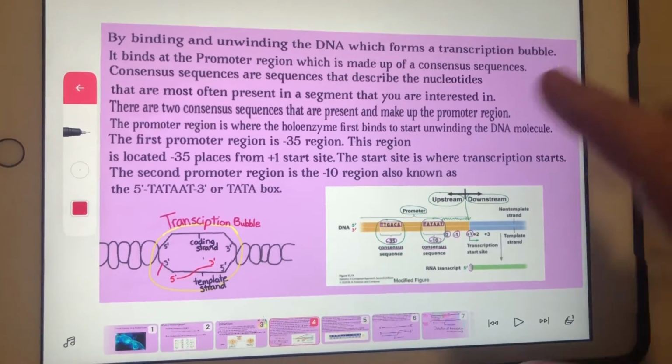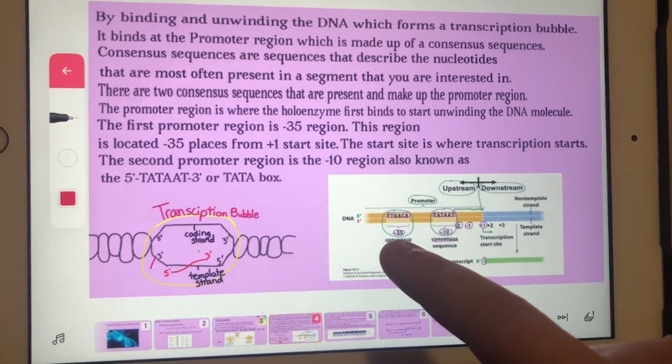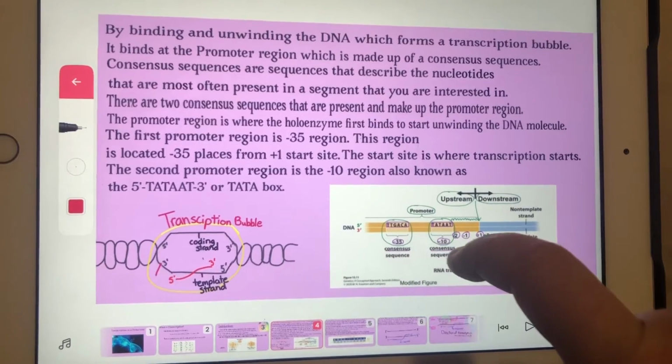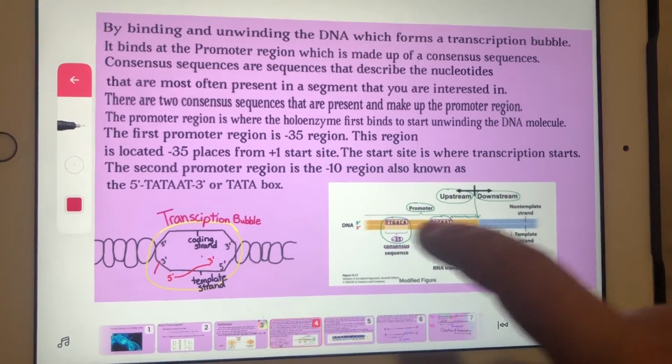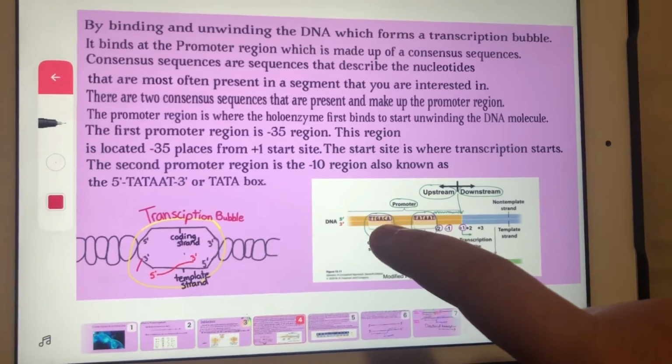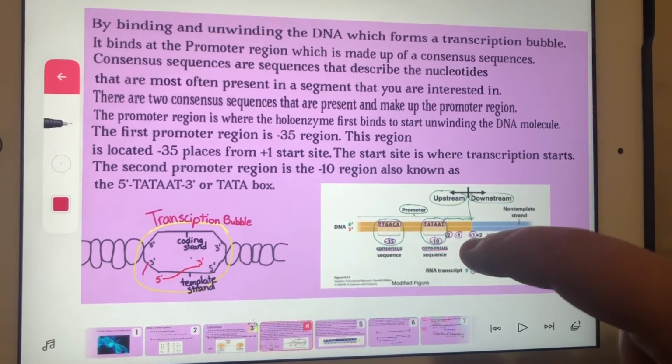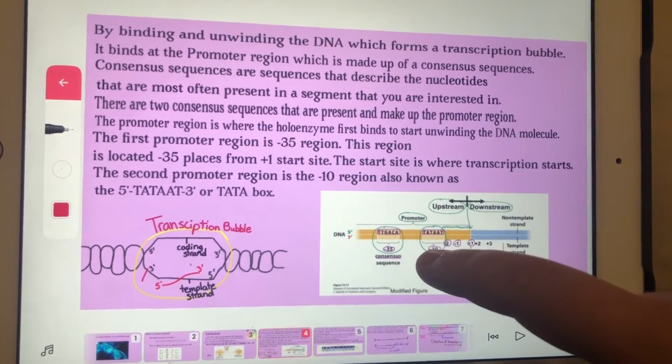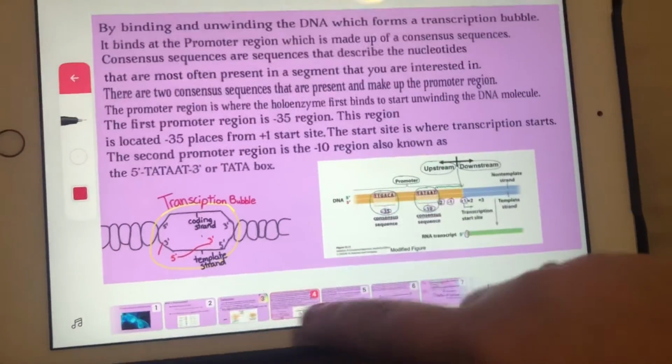The first promoter region is a -35 region, seen here. This region is located 35 places upstream from the +1 start site. The start site is where the transcription starts. The second promoter region is a -10 region, also known as the TATA box.